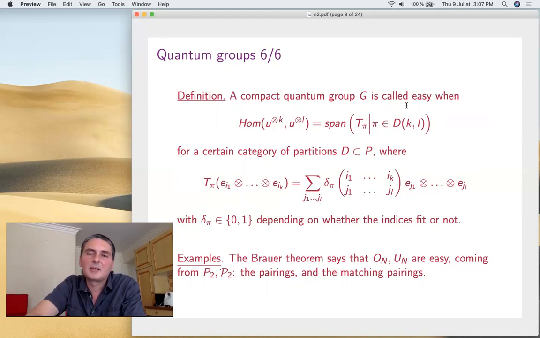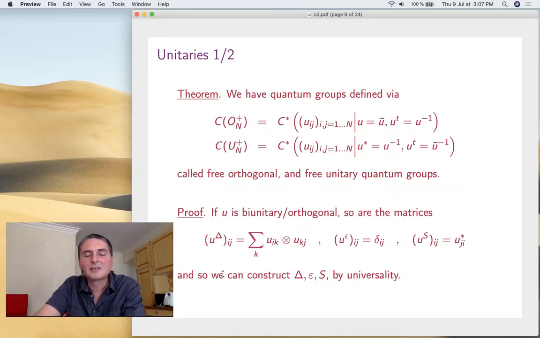And as basic examples, O_N and U_N are easy. That's exactly the Brauer theorem. What we get here are the pairings, and the pairings which will match the colors for U_N. That's exactly Brauer. So finally, I think that's what we will need. So I have basic level in quantum groups, delta, epsilon, S, then high representation theory, level 2. Tannaka is level 3, easiness is level 4. So now at level 4, normally we'll be able to solve our problems. So let's get into it.